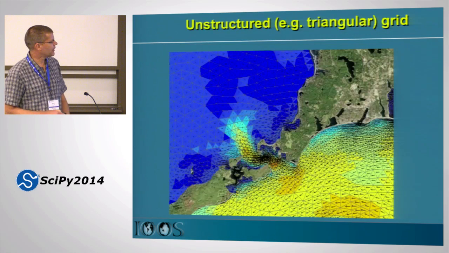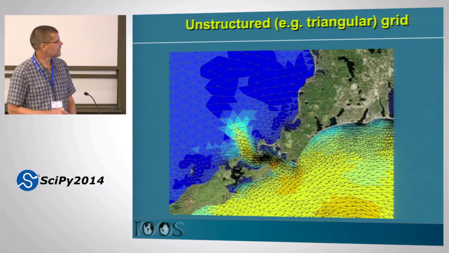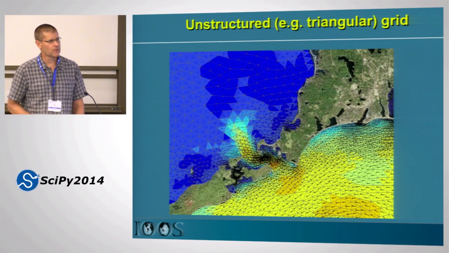And we also have these triangular mesh models. So in these models, you need to know things like how are the nodes of these triangles connected, and do you have the data at the center or the edges of these nodes?